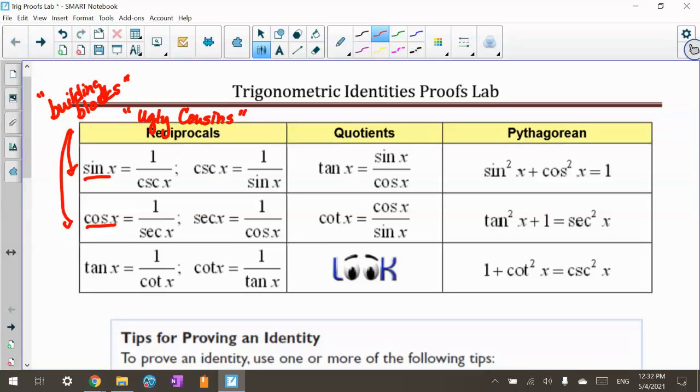So you get your quotient identities, you have your reciprocal identities, and then we have the Pythagorean identities. If you see something squared, look over here. And remember, you can do these in different ways. You can solve for cosine squared, you can solve for sine squared, and you can move them around. So those are some of the basic identities.